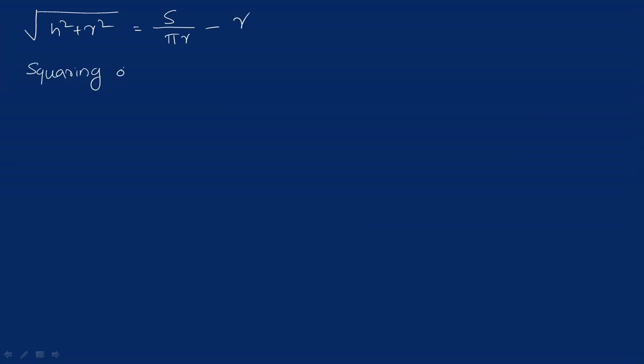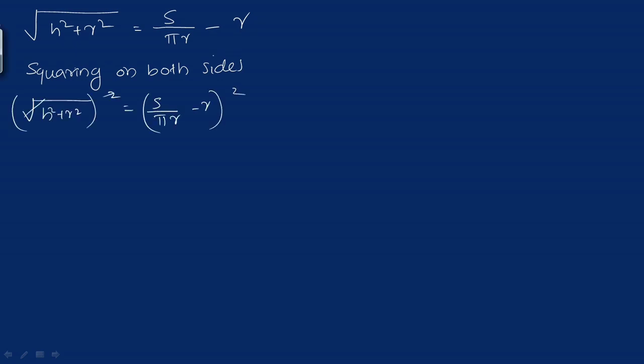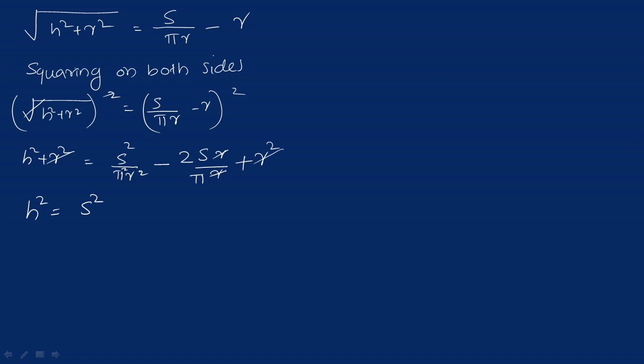Now squaring on both sides, we can write root of h square plus r square whole square is equal to S by pi r minus r whole square, or h square plus r square is equal to S by pi r minus r whole square. By expanding the terms, we have S square by pi square r square minus 2 r by pi r S plus r square. The r square cancel, so we have h square is equal to S square by pi square r square minus 2S by pi, where the r and r cancel.